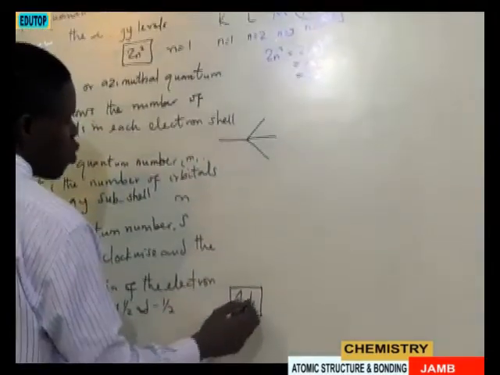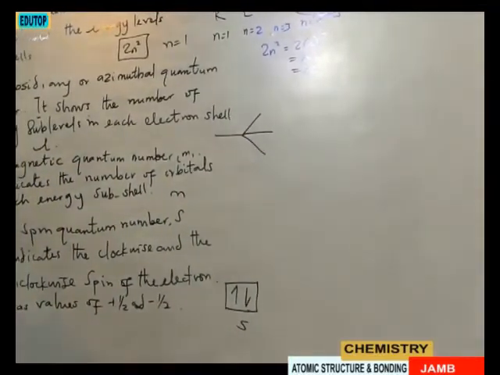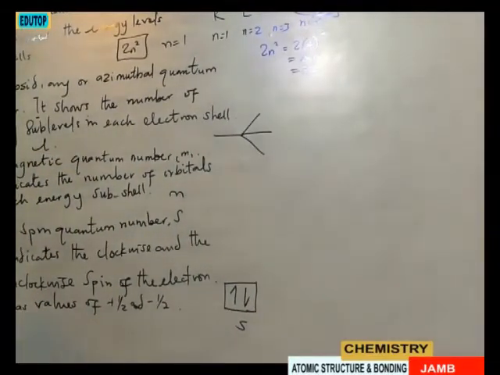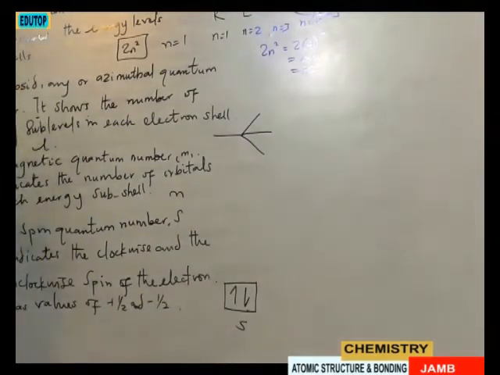That is, no 2 electrons are what? Identical. They can never be the same. If this one is spinning up, the other one has to spin down. That's why you have plus half, minus half.